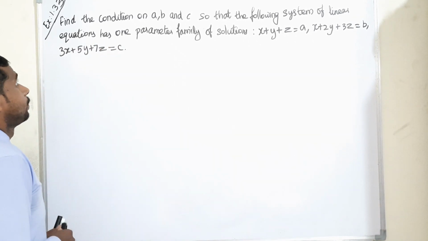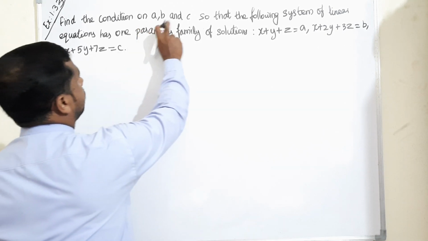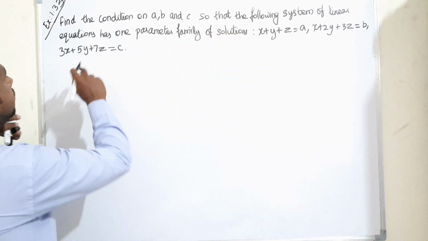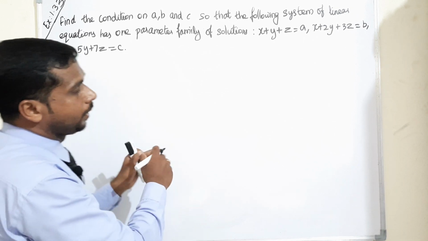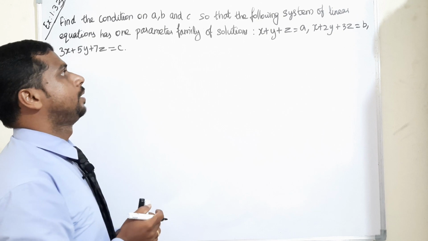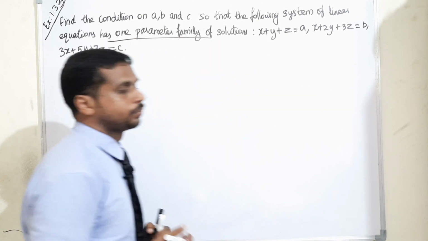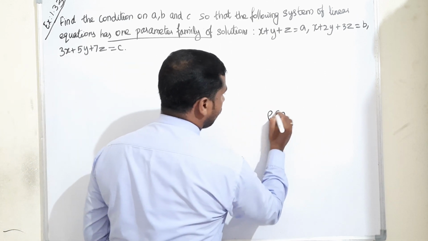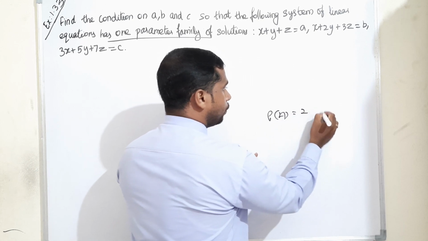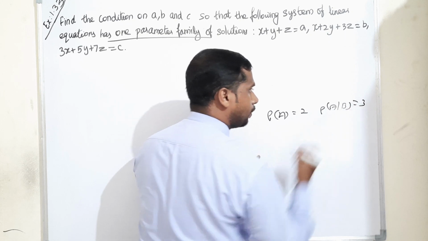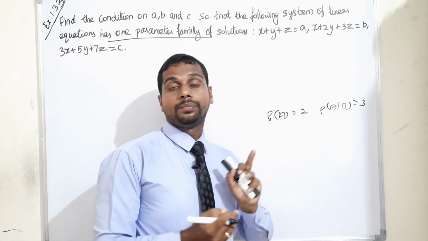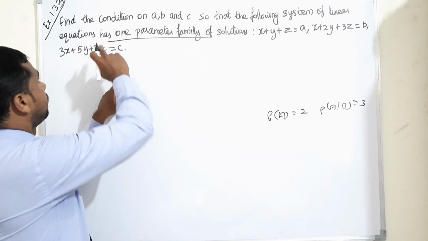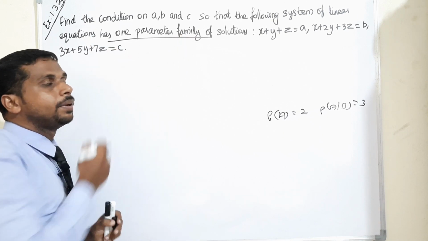So example 1.33, what is the question? Find the conditions on A, B and C. Show that the following system of linear equations, after finding the rank of A and the rank of the augmented matrix with B, has a one-parameter family of solutions. So sometimes after getting the result, the rank of A is 2 and the rank of A with B is 3, which is not equal. In the previous problem we showed clearly that this means no solution. Why? Not equal. But the condition they are asking is that you have to show it has a one-parameter family of solutions.